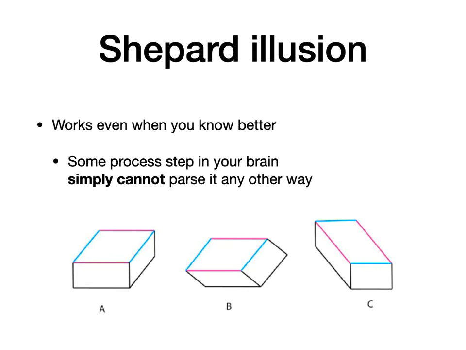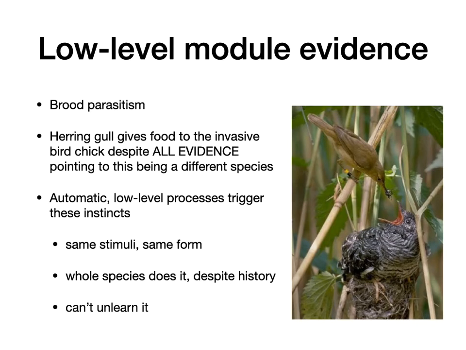Another place this happens in the real world is brood parasitism, something to know of. The herring gull gives food to the invasive bird chick despite all evidence that this is not its brood. That bird chick right there is gigantic, right? But the herring gull still feeds it because this other species has learned: I can just leave my eggs in this nest. I can smash these eggs and leave my eggs in this nest.